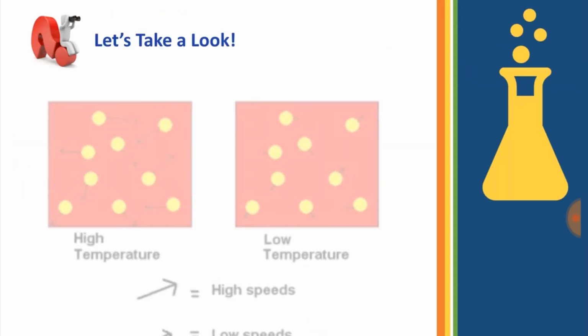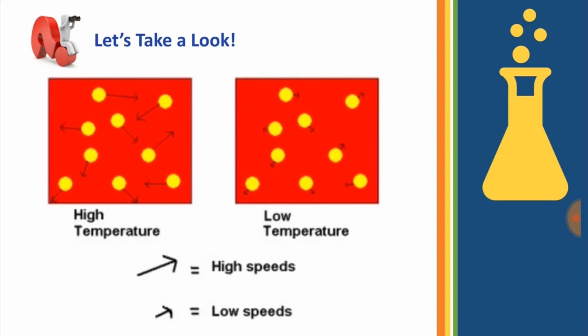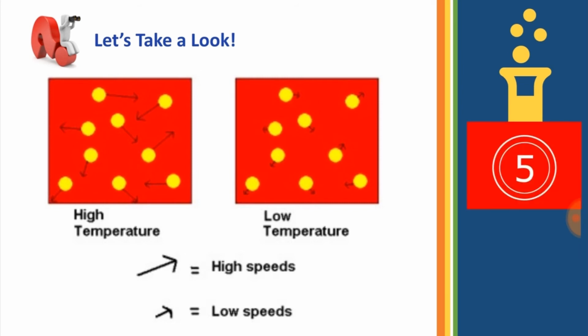We have another set. On the left corner, we have particles under high temperature, and on the right, we have particles under low temperature. Take note that the arrow signifies the speed of the particles. Which of the two sets do you think will have a faster reaction rate? You have 5 seconds to answer.